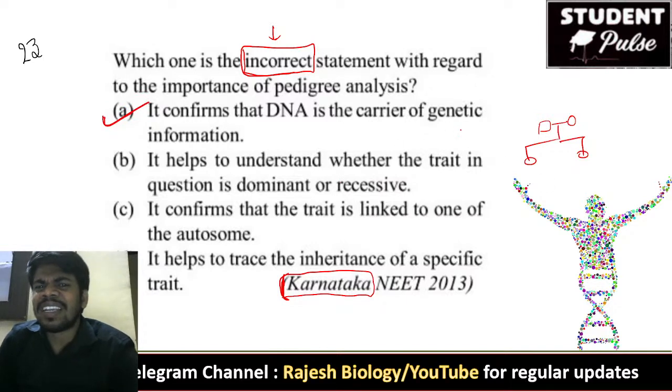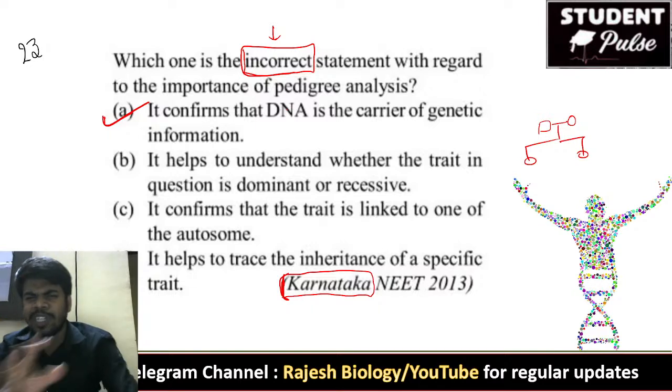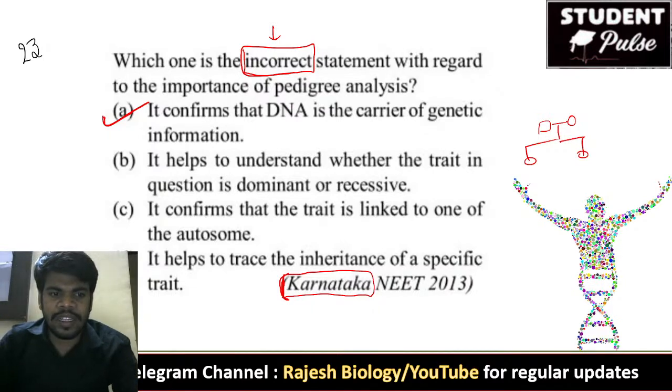Pedigree analysis cannot confirm whether DNA is the carrier of genetic information or RNA is the genetic information. It cannot confirm. For the confirmatory test, there are some different tests. Some experiments are there, Griffith experiments. Some experiments are there in the molecular basis of inheritance.